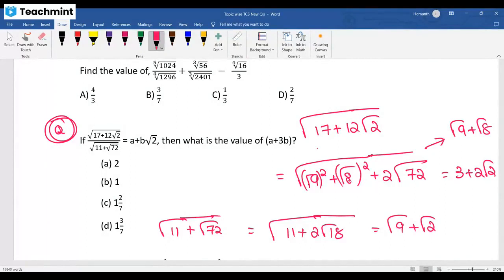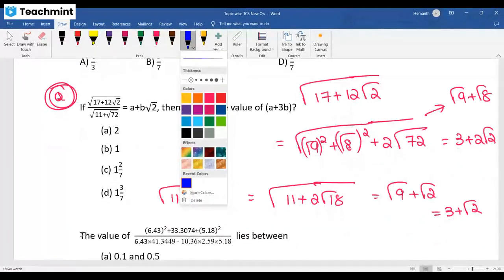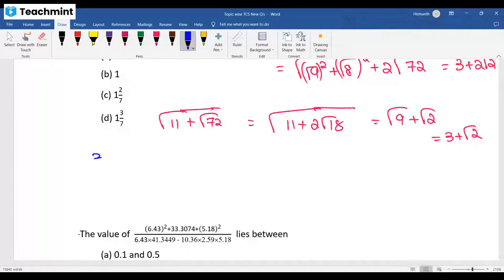Now you are left with the rationalization part. See, you can speed up. As I'm explaining, it is taking time. When you people are working directly, it won't take that much time. Now you have to do rationalization. You have to multiply with 3 minus root 2, right? So we got 3 plus 2 root 2 already in numerator. Denominator 3 plus root 2 times 3 minus root 2.